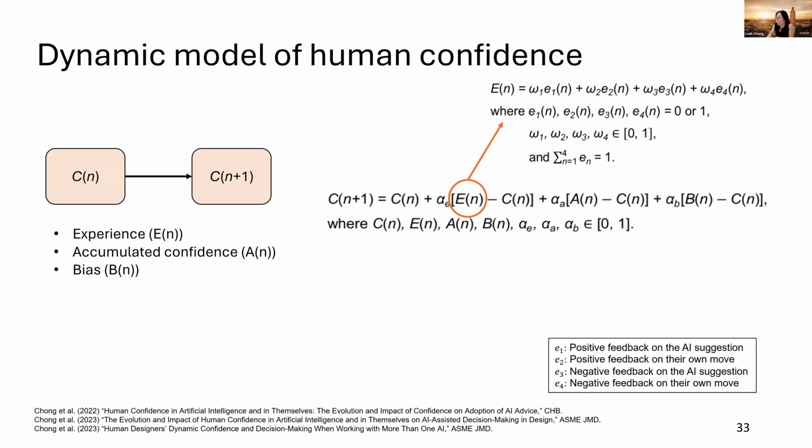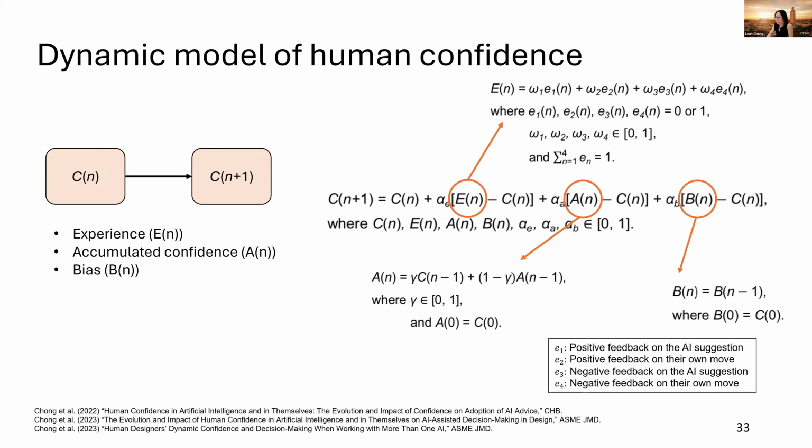So you can see in this box, you can receive positive feedback on the AI suggestion or positive feedback on their own move, and flip that, negative feedback on the AI suggestion and negative feedback on their own move. So these are the four different types of experiences they can have in their interaction with the AI. And then there's this accumulated confidence term. As time goes on, the experience that's closest to the current trial is counted as greater than the ones that were further away because of time effect. And then there's this bias term.